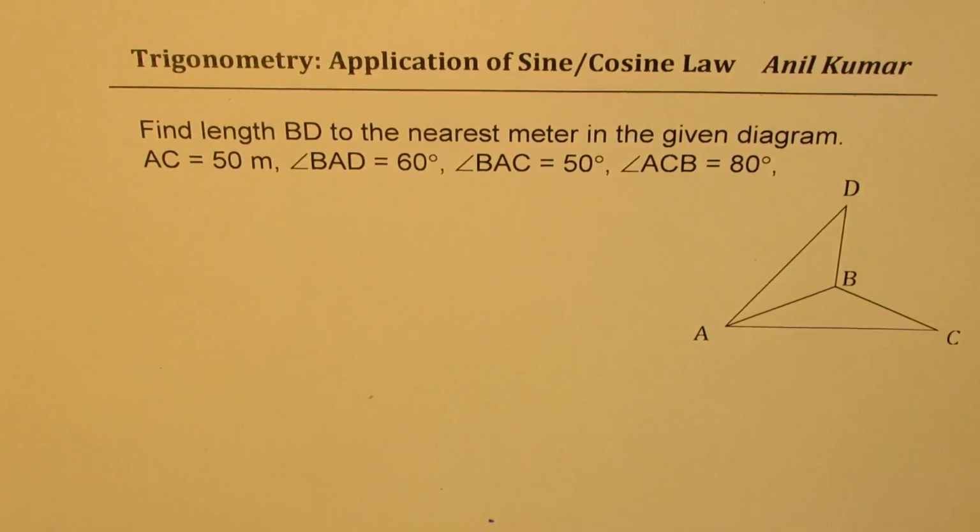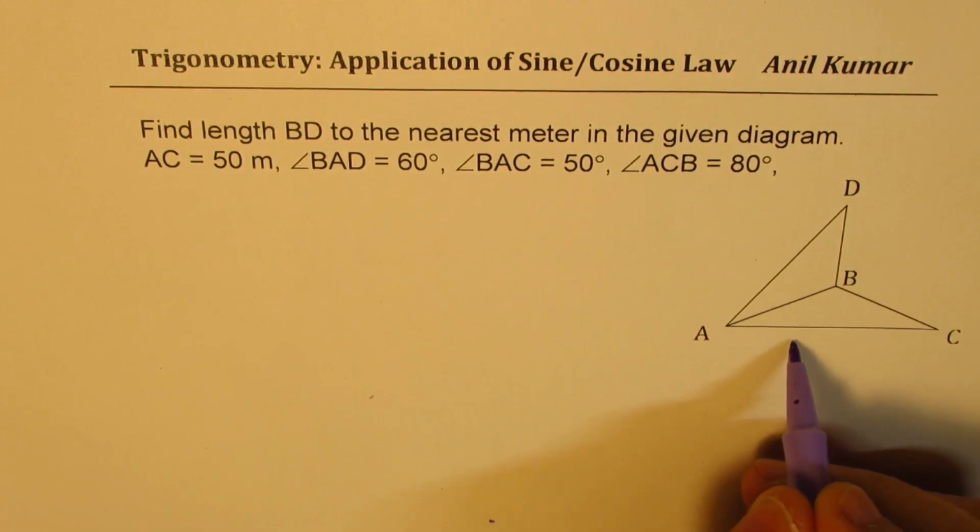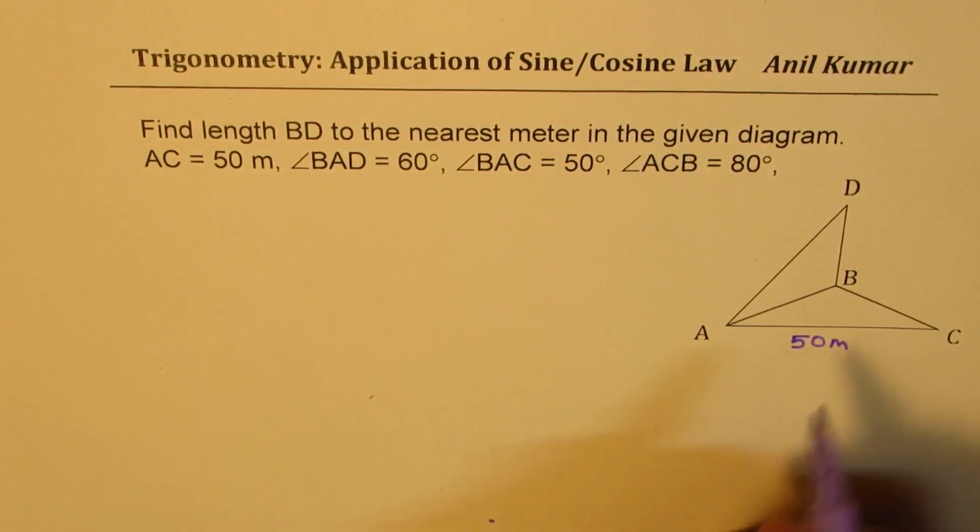I hope you enjoyed the video. Now back to the classroom. The question here is, find length BD to the nearest meter in the given diagram. AC equals 50 meters. So A to C is given to us as 50 meters.